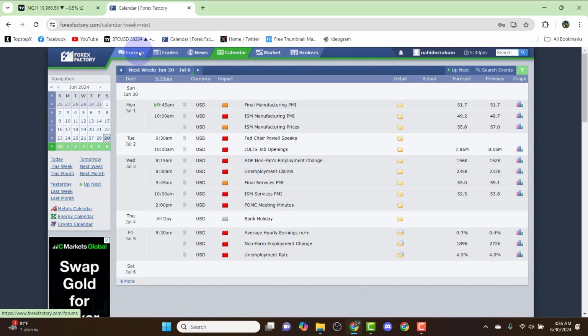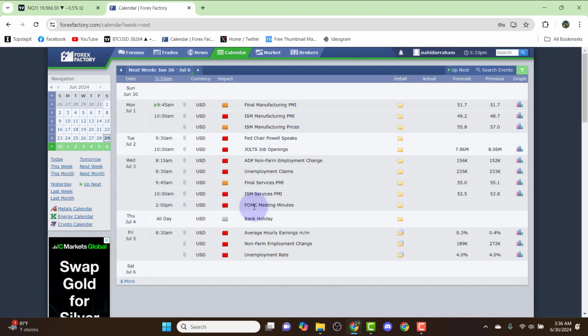Before going into further details, this Forex Factory calendar is important to check before starting the weekly analysis. So you will have an idea how and when we are going to get volatility in the market. If you see, on Monday we have some red folder news, which is PMI. It's very important news, which is around 10 a.m. Then on Tuesday we have Fed Chair Powell speaking around 9:30, and at 10 we have some red folder news as well. On Wednesday we have some red folder news.